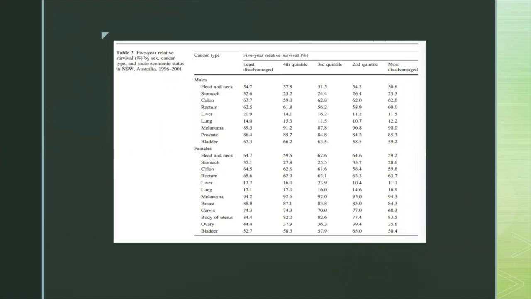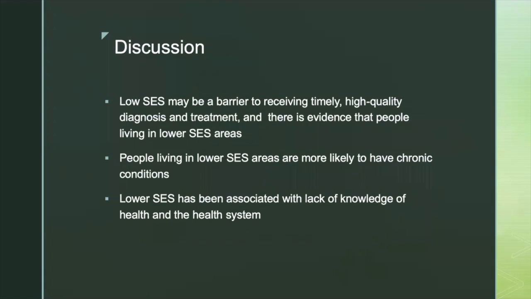Low SES may be a barrier to receiving timely, high-quality diagnosis and treatment, and there is evidence that people living in lower SES areas in Australia are less likely to attend for proper treatments and more likely to receive suboptimal therapy. This may be due to some lower SES areas being located in rural and very remote areas, where access to healthcare services is more limited and patients need to travel long distances to treatment centers.